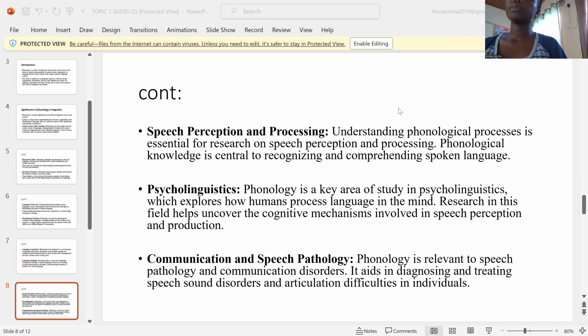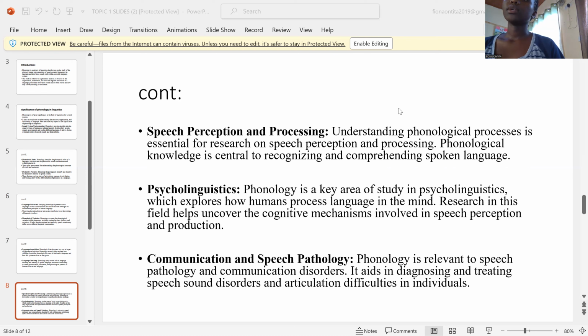We have speech perception and processing. Understanding phonological processes is essential for research on speech perception and processing. Phonological knowledge is central to recognizing and comprehending spoken language.